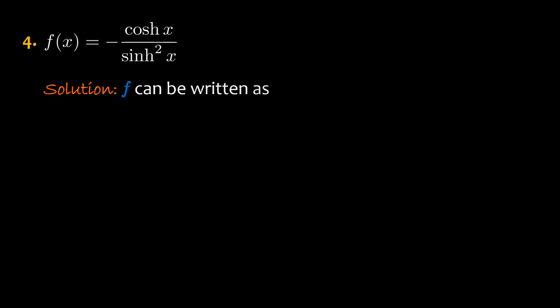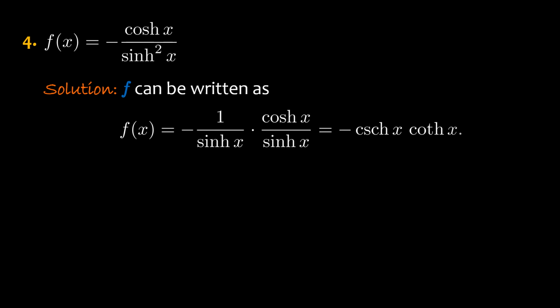Number 4. f of x equals the negative of the quotient of the hyperbolic cosine of x and the square of the hyperbolic sine of x. Solution. Using hyperbolic identities, f can be written as the negative of hyperbolic cosecant of x times the hyperbolic cotangent of x.